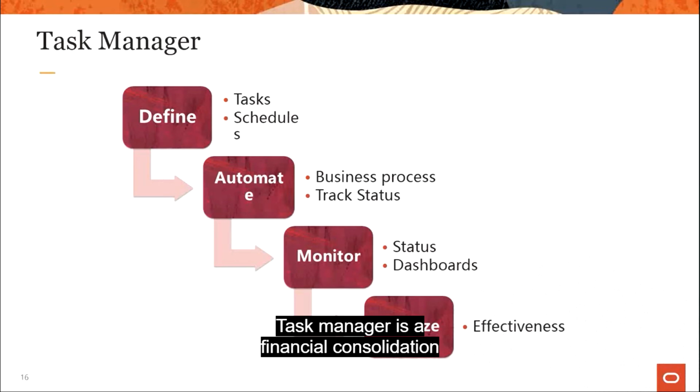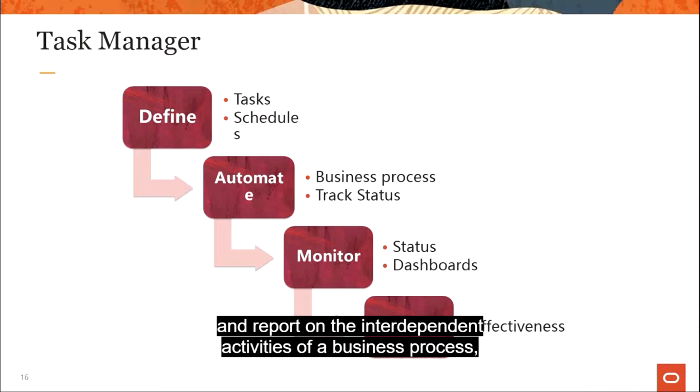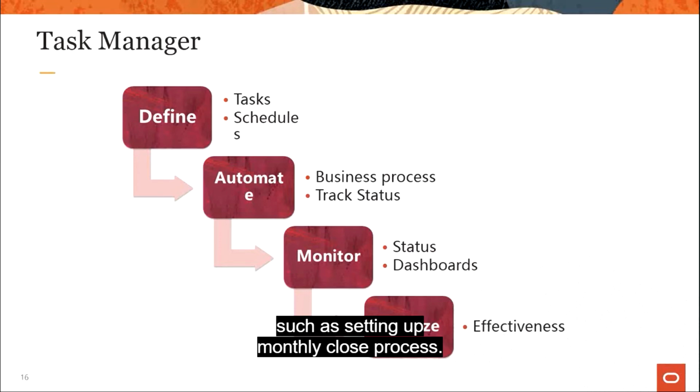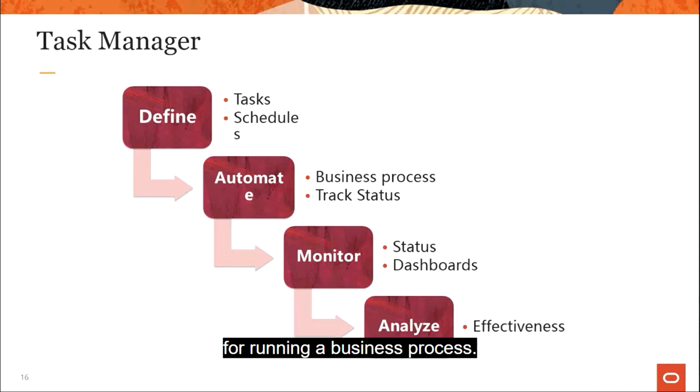Task Manager is a Financial Consolidation and Close optional component that helps you define, execute, and report on the interdependent activities of a business process, such as setting up a monthly close process. It provides centralized monitoring of all tasks and provides a visible, automated, repeatable system of record for running a business process.